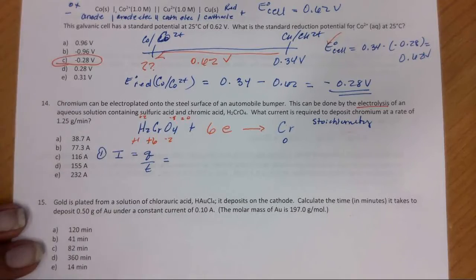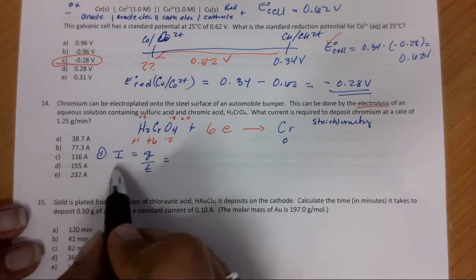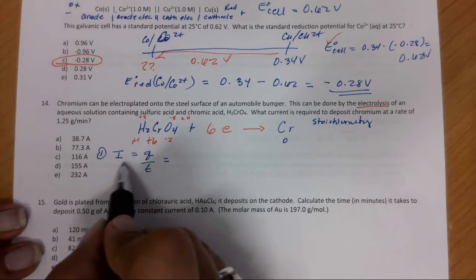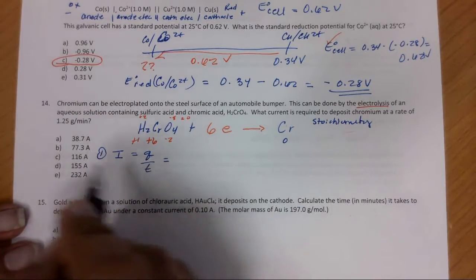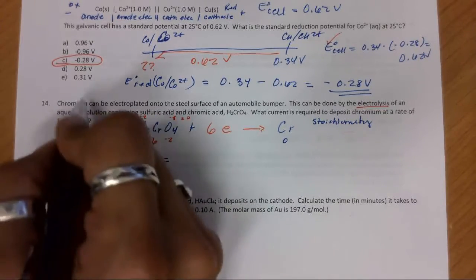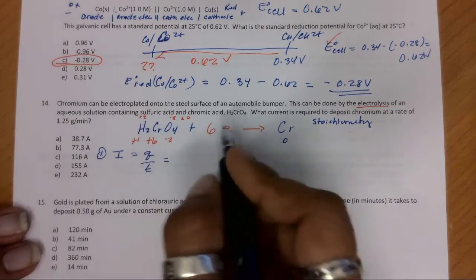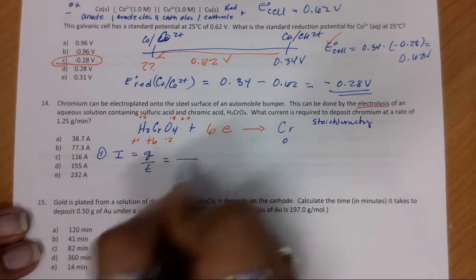So there's 2 key steps here, and the first one is that we want to use the definition of current, right? So this is current, where we say I is equal to Q over T. We have to also keep everything in SI units. This says it's 1.25 grams per minute. Well, I know that I'm going to have to get this in seconds, right?